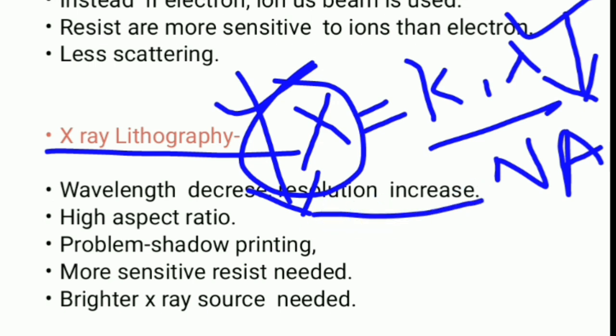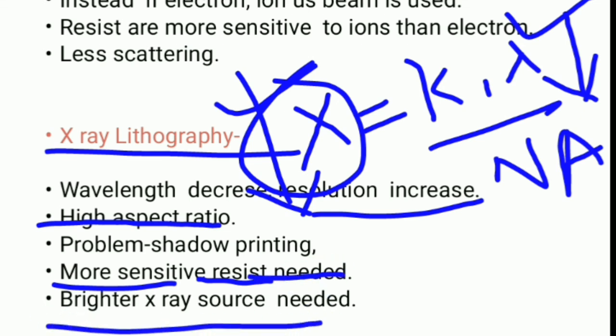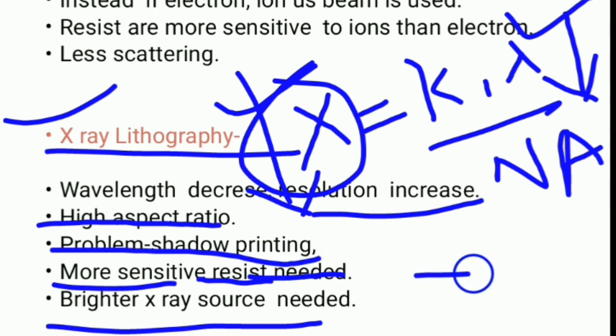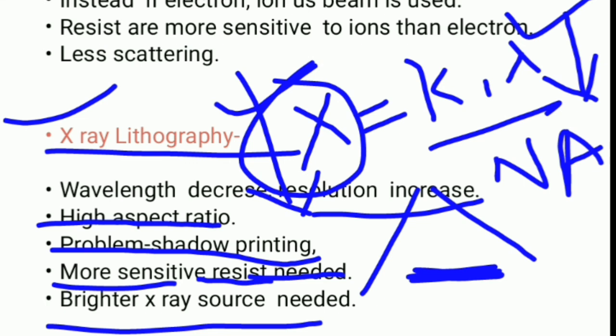It also has a high aspect ratio. And in this process, we need a more sensitive resist and also brighter X-ray sources are needed. So these points are all about X-ray lithography. And also one particular problem which is called the shadow printing problem. It means that instead of our actual window, we have a shadow of the window beside my actual window. So this problem is also present in X-ray lithography.